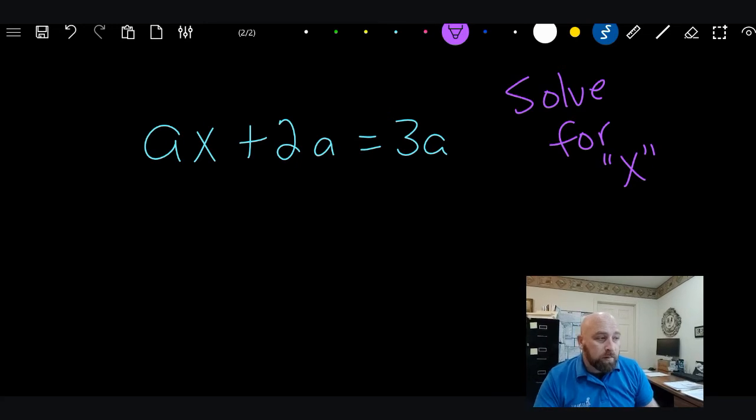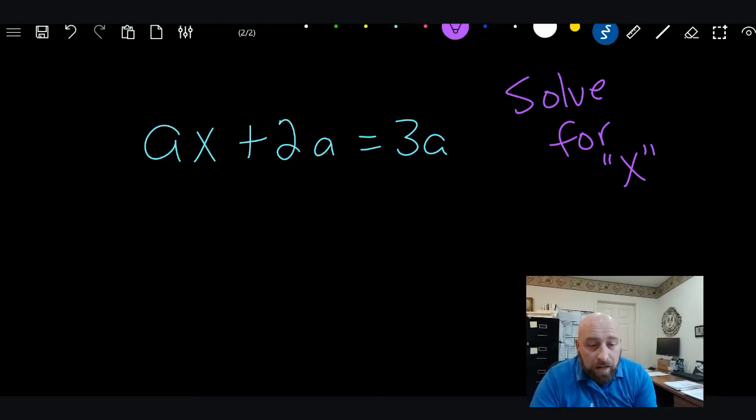So here's what we're going to do. Let's get the X by itself, best we can. Well, what I would do is I would start off with this minus 2A from both sides.